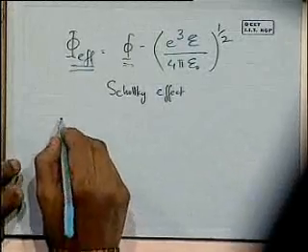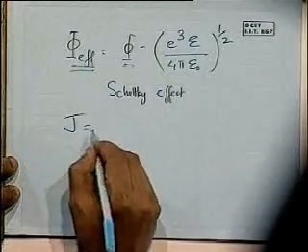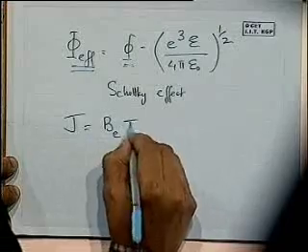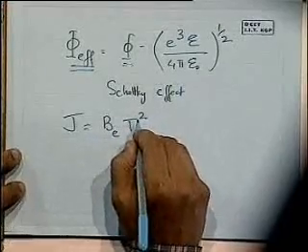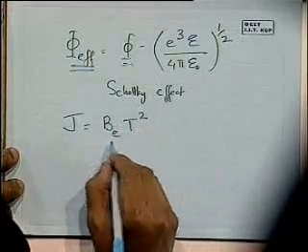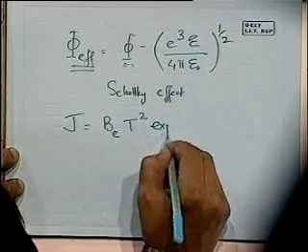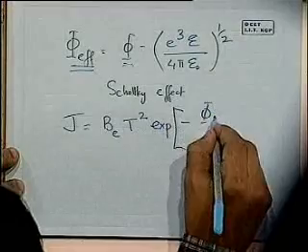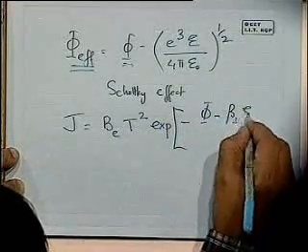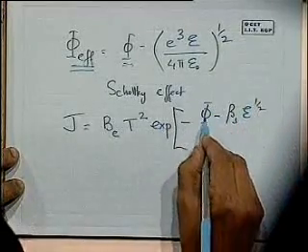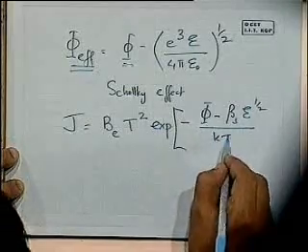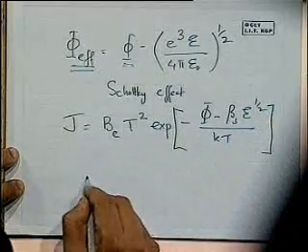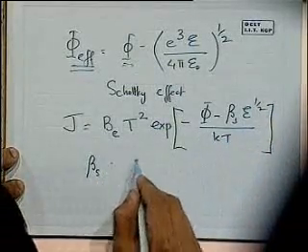So how does this modify the Richardson-Dushman equation? J is equal to B_E T squared, just like before where we accounted for the reflection coefficient with B_E. And then you have a modification coming within the exponent this time: minus phi minus beta S epsilon to the power half, divided by kT, where beta S is known as the Schottky coefficient.